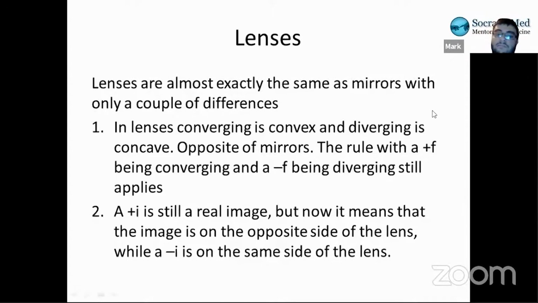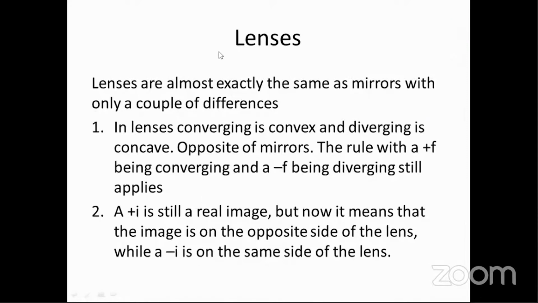Next, when I was talking about images being real versus virtual, it's the same thing as in mirrors for lenses. A positive i is still a real image, and a negative i is still a virtual image.